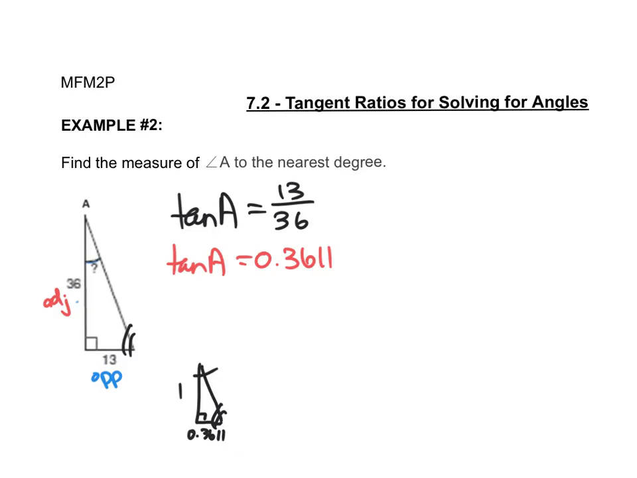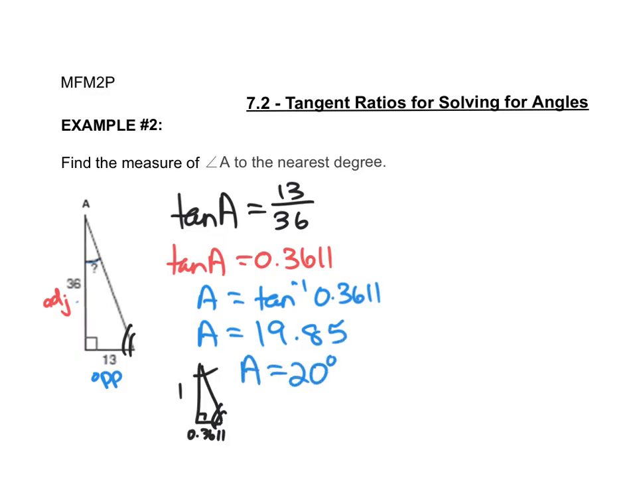So we're going to use our inverse tan. So we're going to say that A is equal to the inverse tan of 0.3611. And that gives us an angle of 20 degrees. Now, please always make sure that you round your degrees to the closest degree. Don't give me decimals. Degrees are already too small. We don't bother with decimals, so always round to the closest degree when you are solving for angles.